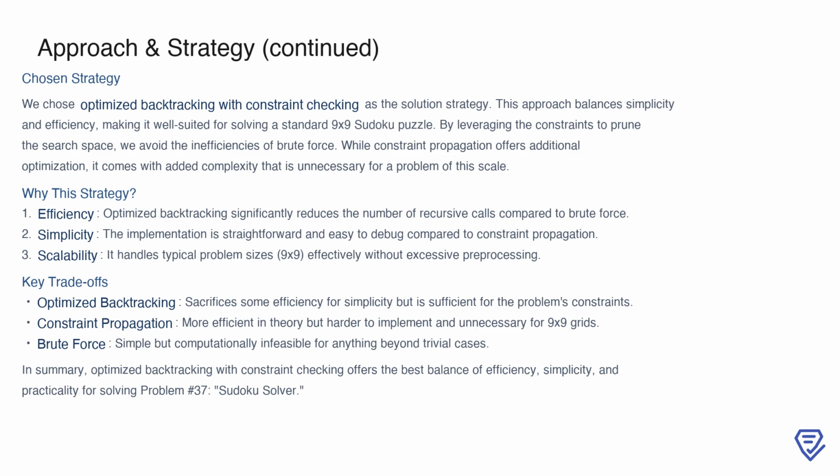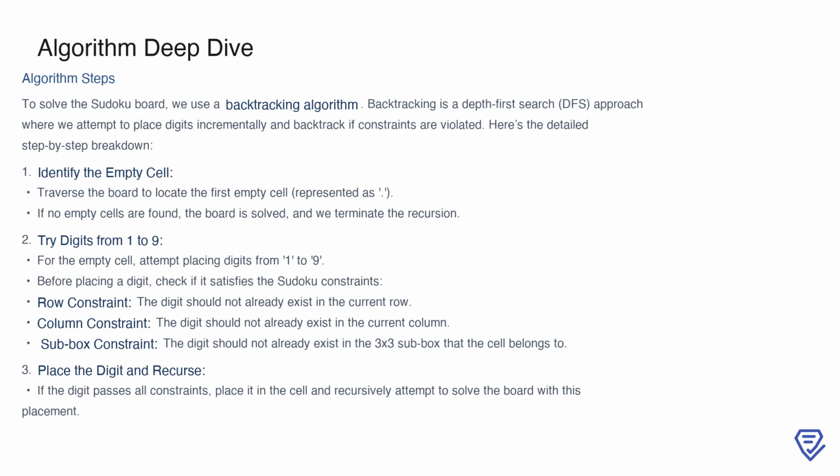To solve the Sudoku board, we rely on a backtracking algorithm, which is a depth-first search strategy. This method involves incrementally placing digits while ensuring that constraints are not violated, and backtracking if we encounter a dead end. The first step is to identify an empty cell on the board. These empty cells are represented as dots. If no empty cells are left, the board is solved, and we terminate the recursion.